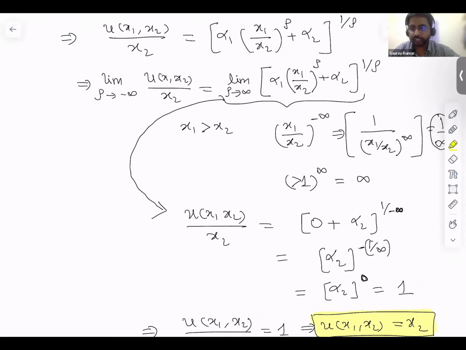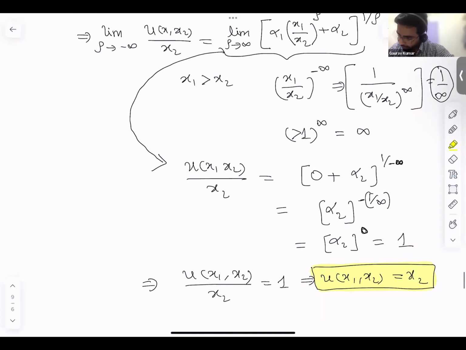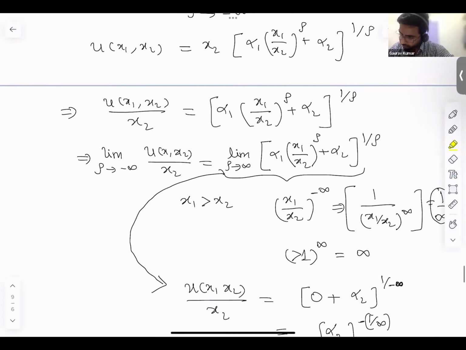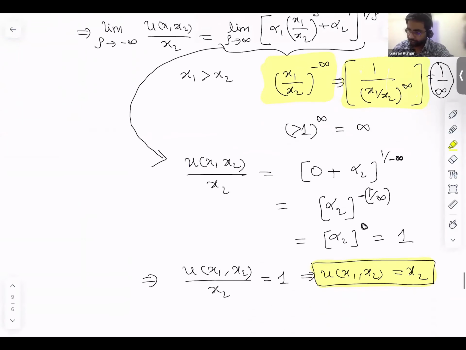No, rho is tending to minus infinity. Have I taken plus infinity anywhere? Here, this was the functional form. I converted it into this form because a to the power minus 2 is equal to 1 by a to the power 2. So that has been used. And then you get this by solving it. And so you come to this solution. And remember, this is under the condition that x1 is greater than x2.